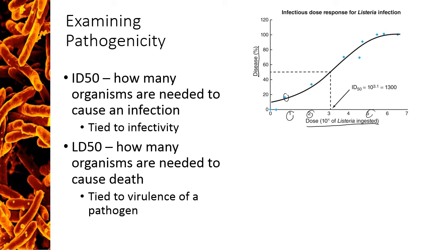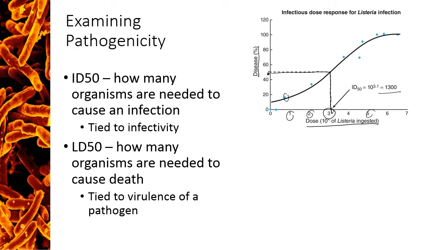And what the ID50 is, so the 50 stands for the 50%, it's going to be the amount of microbes that will make 50% of the organisms sick. So you can see here we get about 1,300 microbes are going to make 50% of those organisms sick.